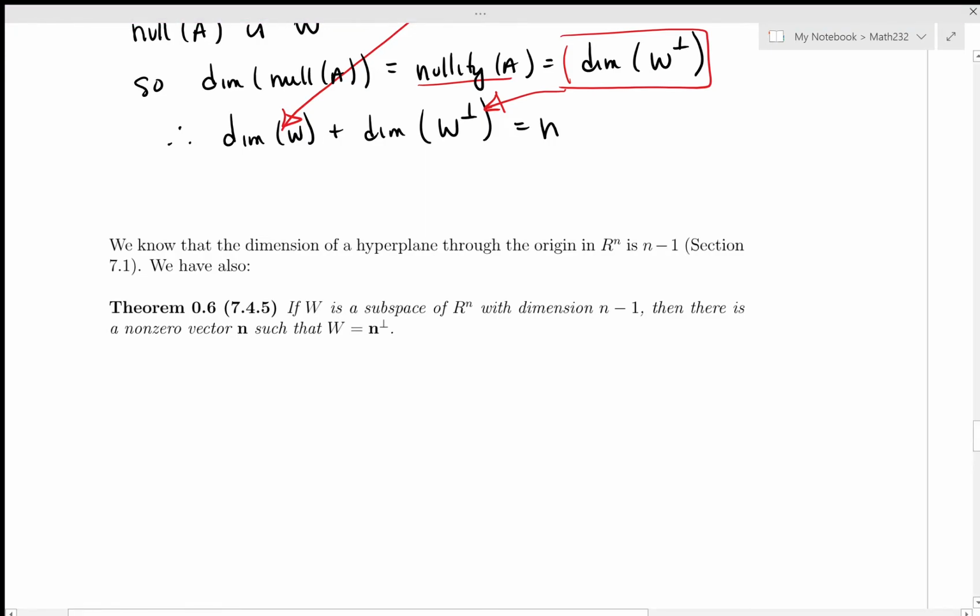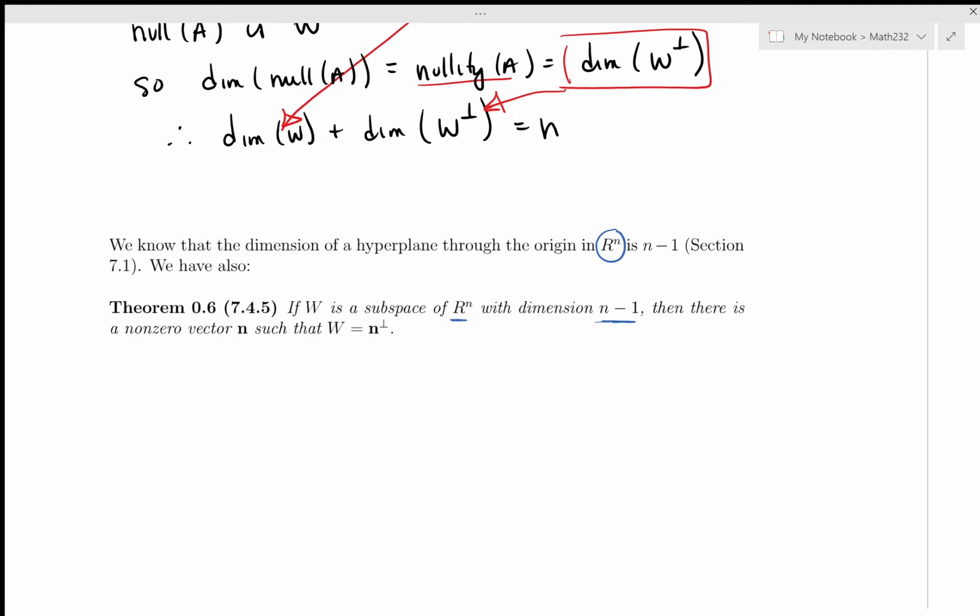If we have a subspace of Rn with dimension n minus 1, we have been calling that, and we will continue to call it, the hyperplane through the origin. The dimension of the hyperplane through the origin is 1 minus the dimension of the space. So here we've got W. The dimension of W is n minus 1. Then we're claiming here that there's a non-zero vector n such that W is the orthogonal complement of n.